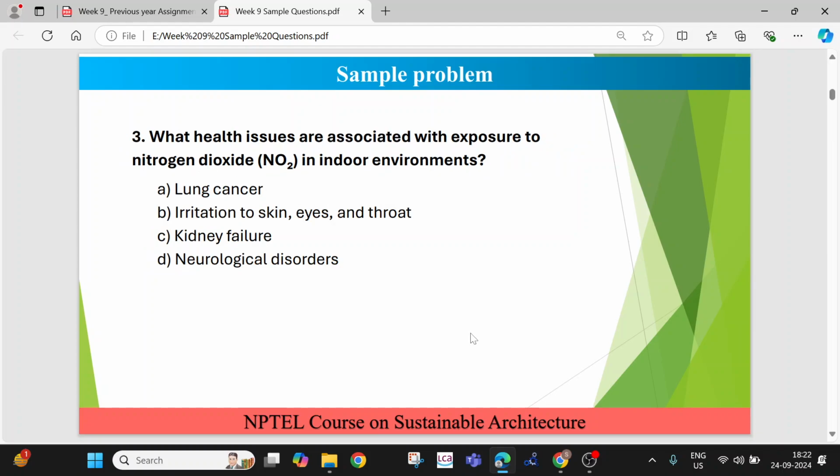Yes. So here is the third question of the day. What health issues are associated with exposure to nitrogen dioxide in indoor environments? Different gases and their hazardous effects were explained to you, so based on that you can answer this question. Question number 3: which sort of problems will arise if you are continuously exposed to nitrogen dioxide in your indoor environment?